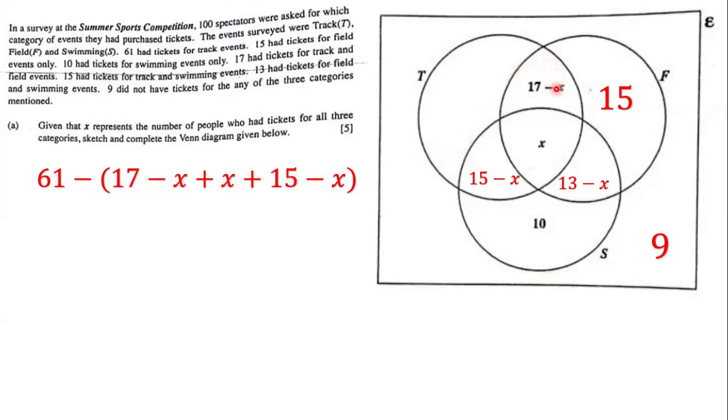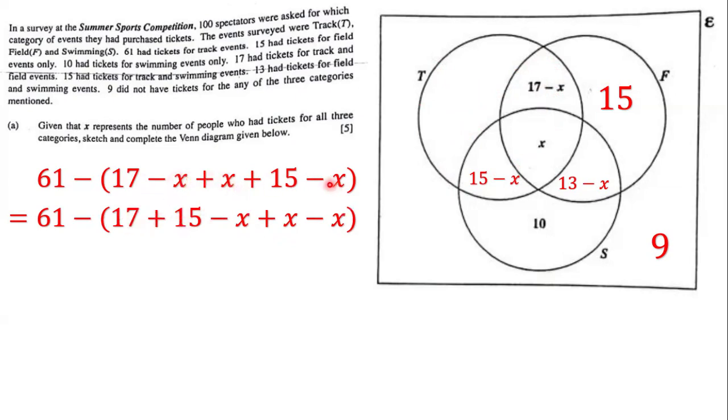So 61 minus these particular ones, and I'll give you what this is going to be. And so we simplify. We take 17 and 15 and we bring them together. So we take our numbers and bring them together, and then we take the letters.